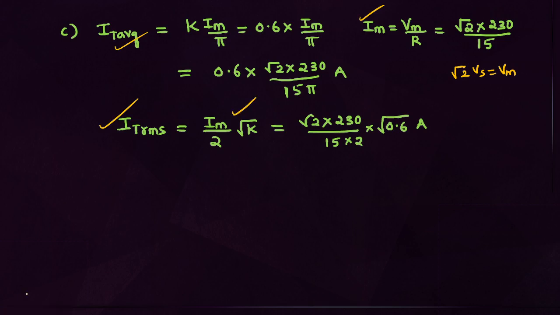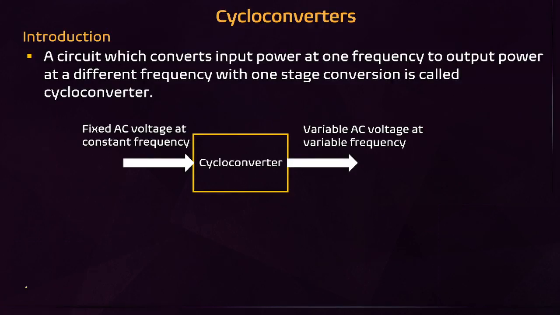Like this, we have to solve the problem based on on-off control or integral cycle control. With this, AC voltage controllers are completed. And one more topic with respect to module 5, I am giving the cycloconverters.